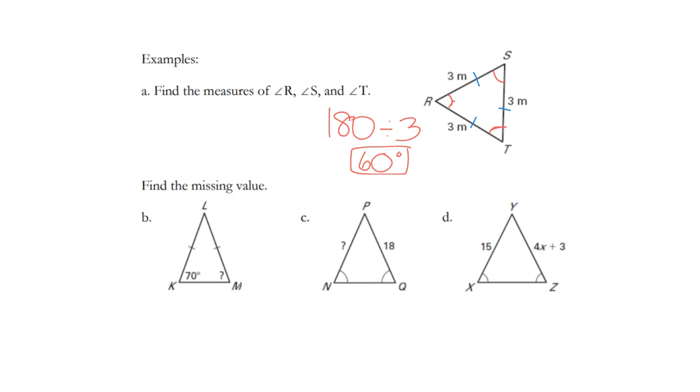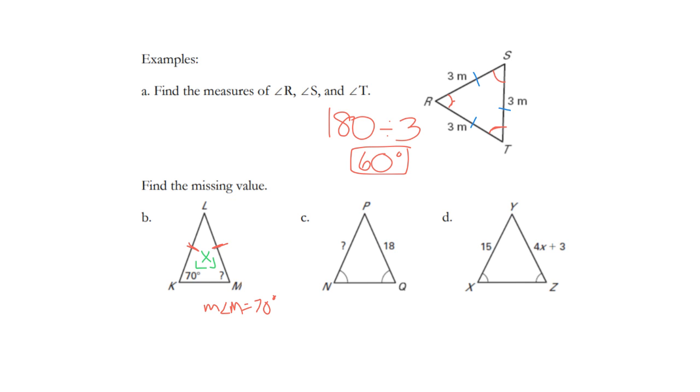Let's look at these 3 at the bottom. Find the missing value. So we're trying to find this question mark down here. Well, what do you think? Hopefully you're saying 70, right? The measure of angle M will be 70 degrees because we know these sides are congruent. And if those sides are congruent, then the angles opposite them are also congruent. And so they are both 70.